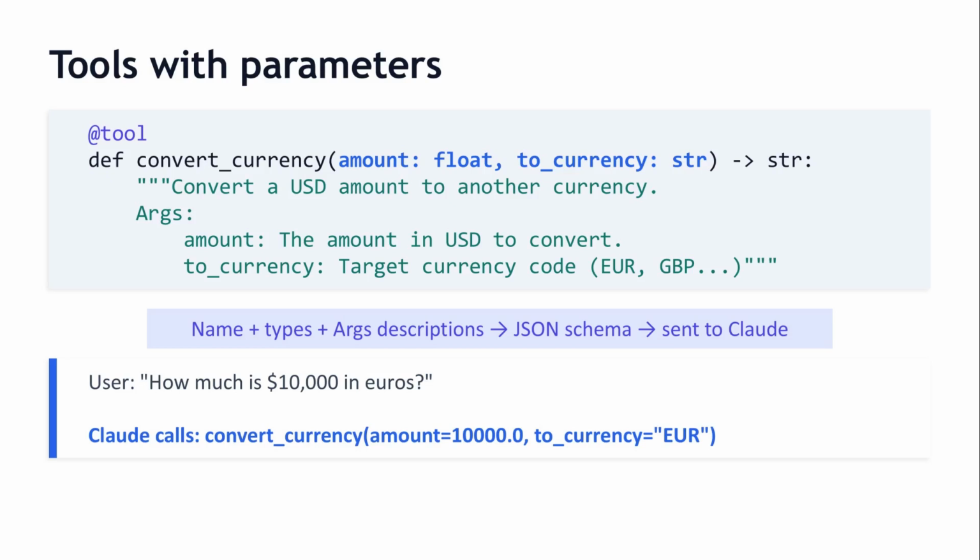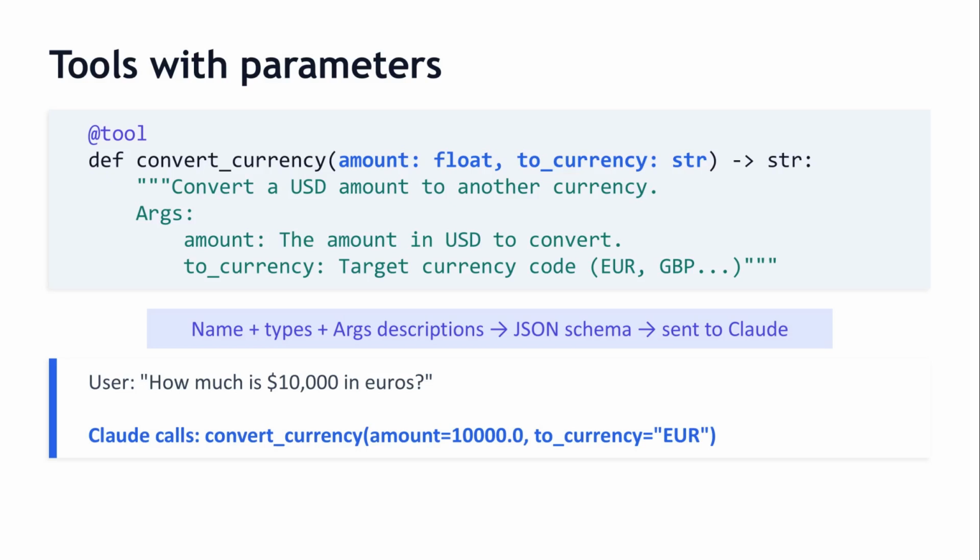Until now, our tools took no arguments. Claude just called get_gold_price with nothing to decide. The new tools are different. convert_currency takes an amount and a currency code. calculate_portfolio takes ounces and price per ounce.